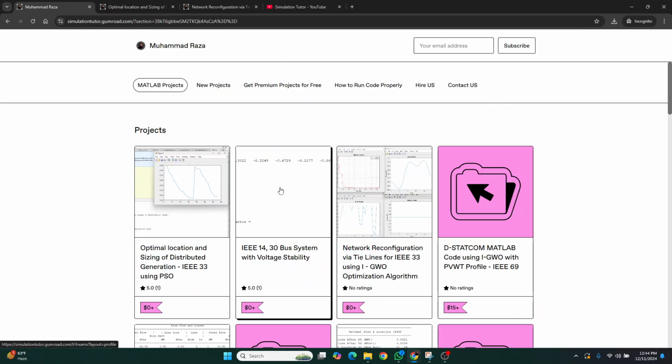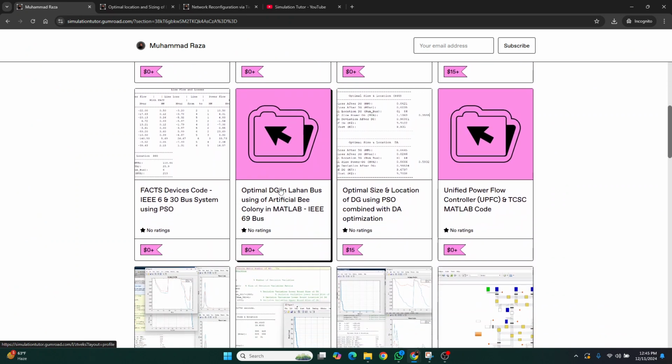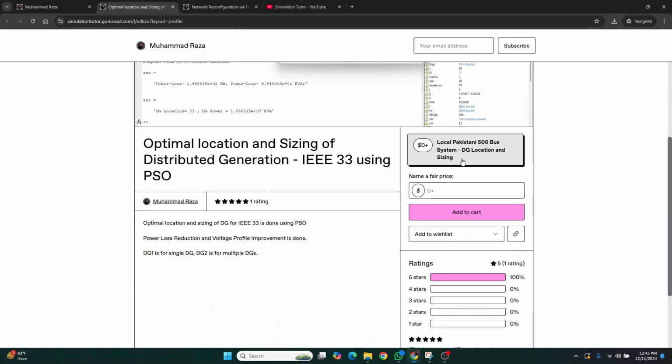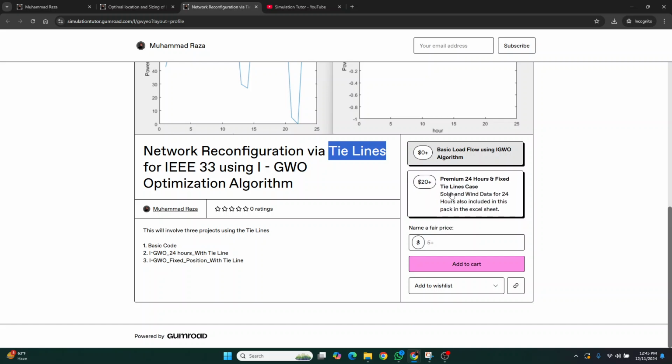And here is our store which we created a few months back, and here you can see a lot of projects are listed, and the majority of them are totally free, and some of them are priced a little, around $5 or $10. Here let me show you two projects. The first one here is totally free. Here you can see there is no price. And the other project, which is about tie lines, is priced around $20. But still, if you don't have the payment, you can get this project totally free.